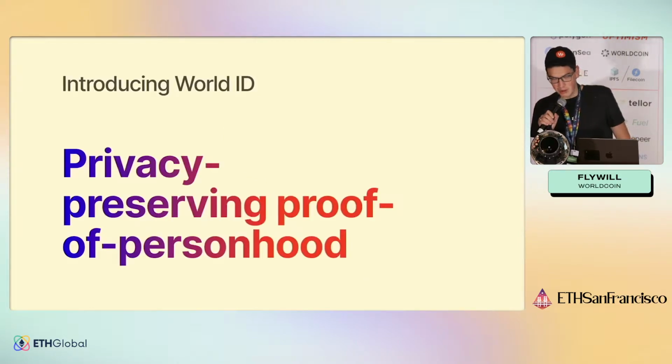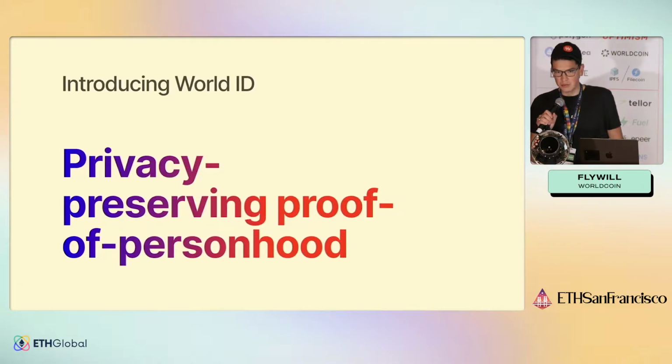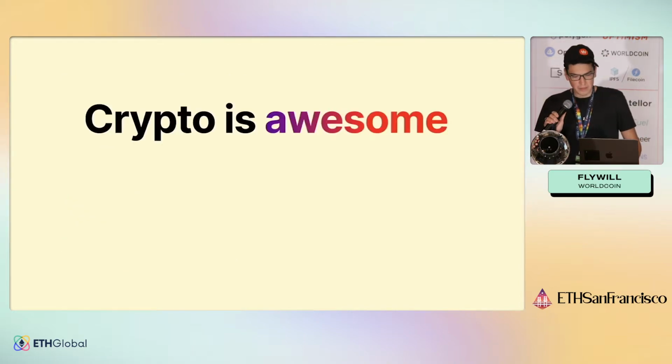Today we're going to talk about World ID. So World ID is a privacy-preserving proof of personhood protocol. What that means is it enables you to prove someone is a human doing something only once without revealing any personal information. So the way we started is crypto is obviously awesome.